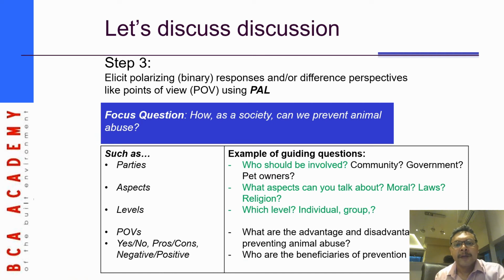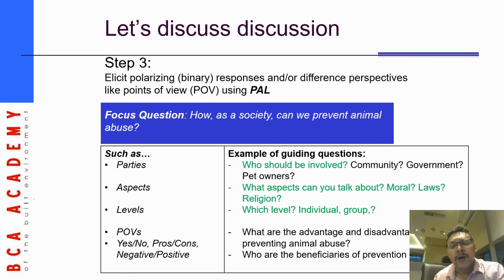Step 3. Use the PAL method to generate different points of view. Get more ideas. P for parties. Who are you going to talk about? The community, like you and me? How can we prevent animal abuse? What can the government do to prevent animal abuse? What about pet owners? What can they do to prevent animal abuse? Jot down your answers.